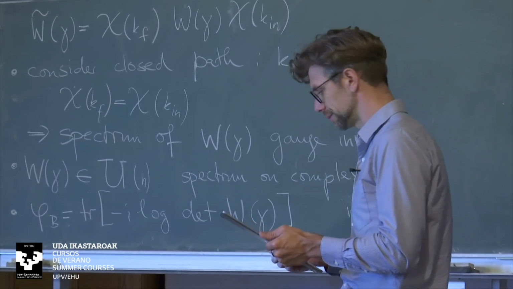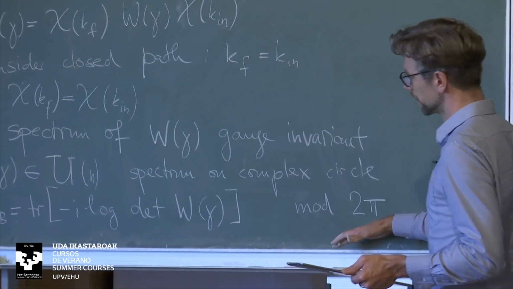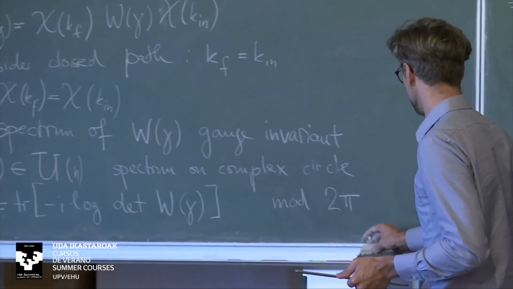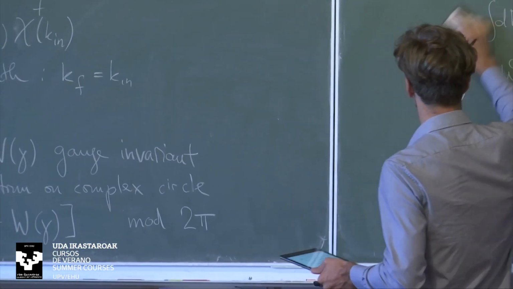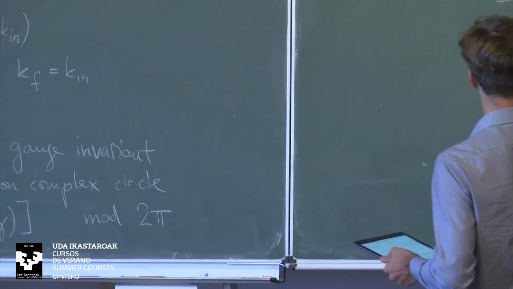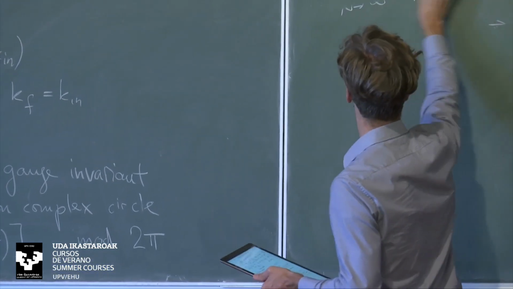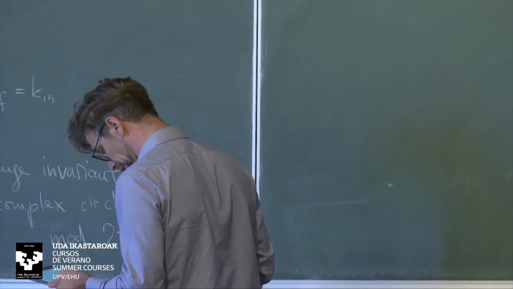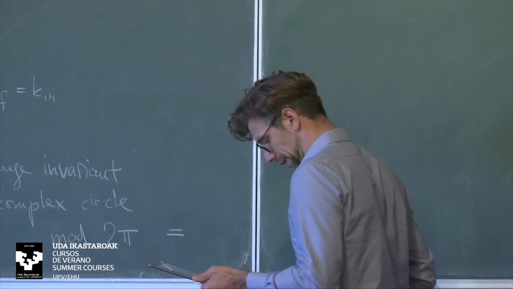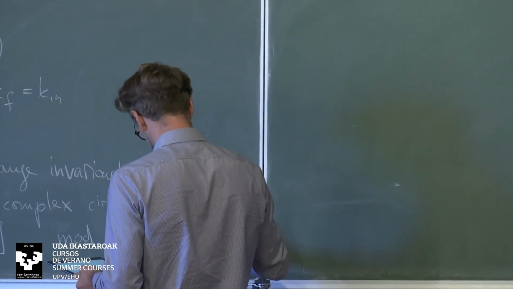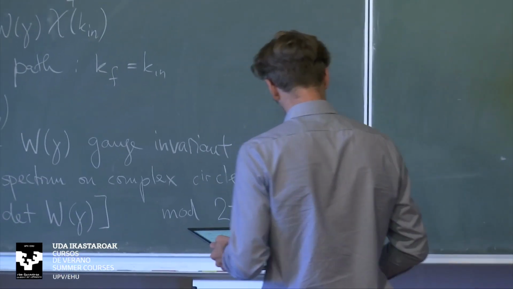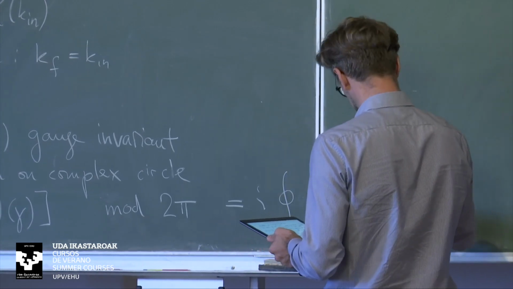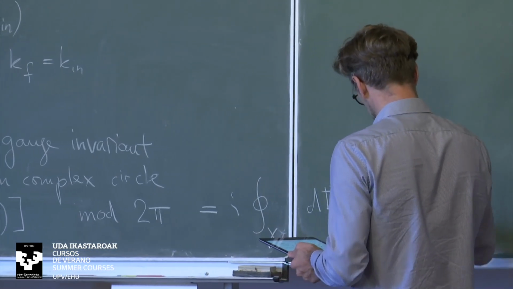If I had more time, I would explain that when you make what's called a large gauge transformation through this path, so a gauge transformation that itself has a winding number, you can change this Berry phase by 2 pi. And an alternative definition for it in terms of our gauge potential would be i times the integral along this path gamma of dk times trace of A of k.